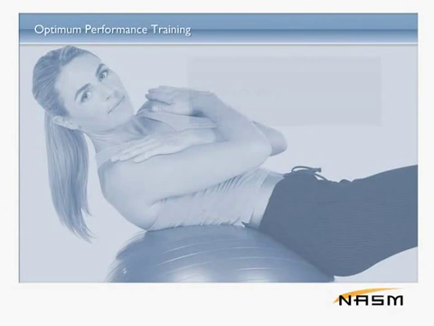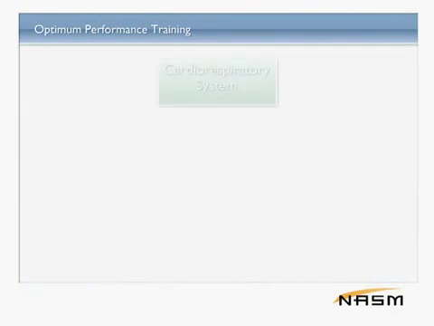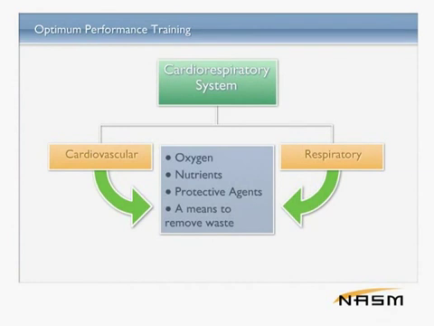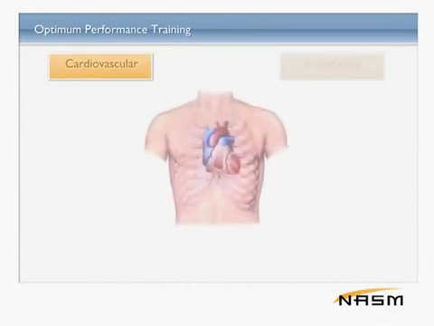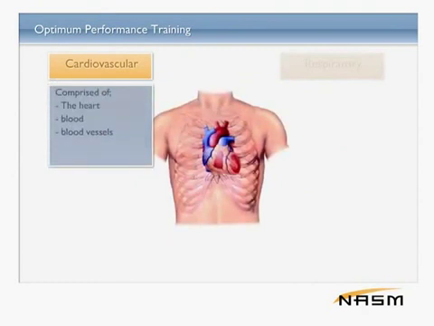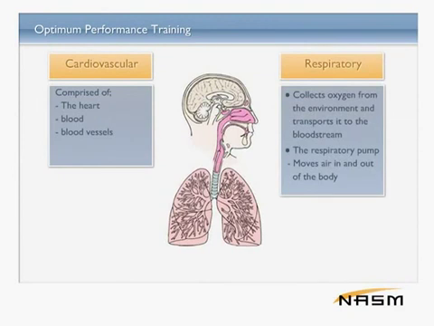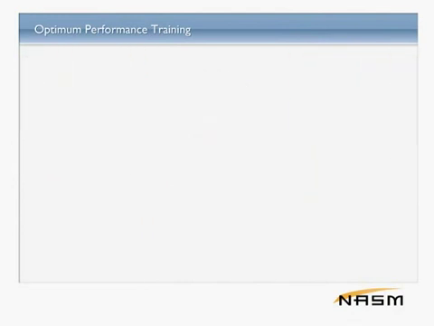Summary. In summary, the cardiorespiratory system is comprised of the cardiovascular system and the respiratory system. Together, they provide the body with oxygen, nutrients, protective agents, and a means to remove waste products. The cardiovascular system is comprised of the heart, blood, and blood vessels. The respiratory system collects oxygen from the environment and transports it to the bloodstream. The respiratory pump moves air in and out of the body and respiratory passageways to channel the air.